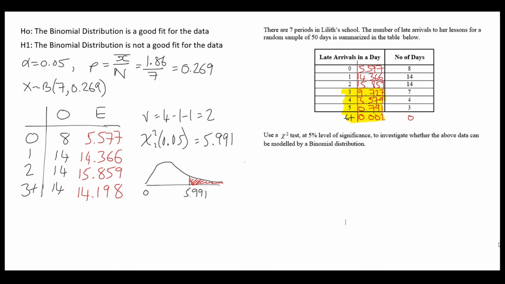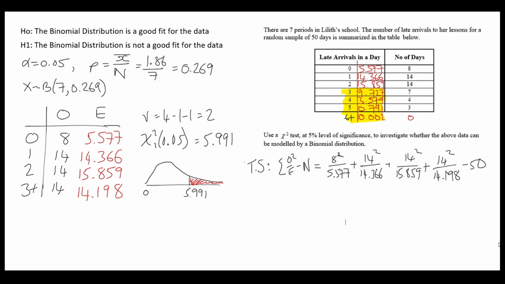I'm going to use the sum of the observed squareds over the expecteds and subtract n. So that's going to be the black frequency squared over the red expected frequency. So I'll do this for all 4 of these rows, and then I need to subtract 50 at the end. And that gets us a test statistic of 1.282. Is this a significant result? Looking at the diagram, this is actually over here on the left-hand side. This is not a significant result.